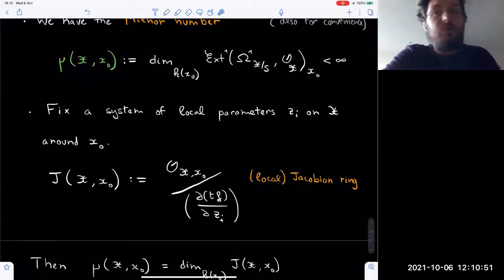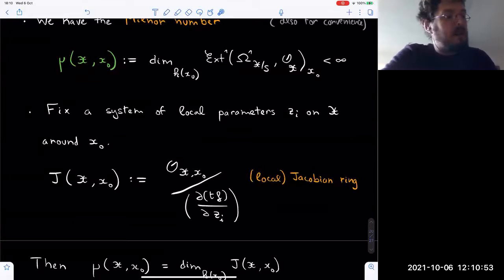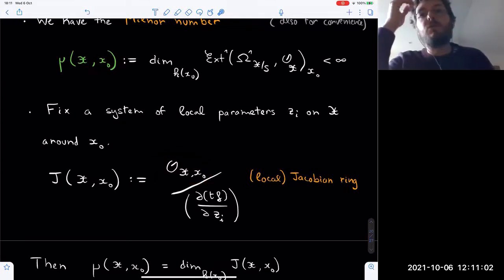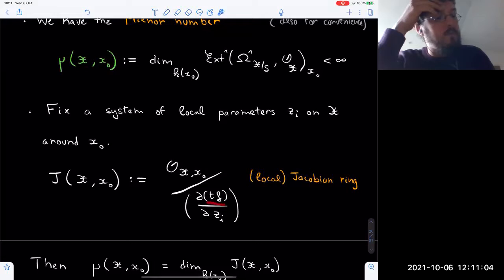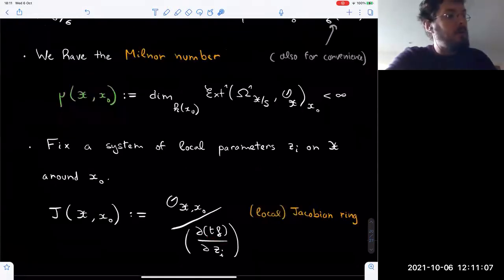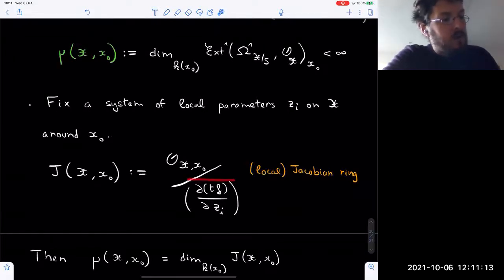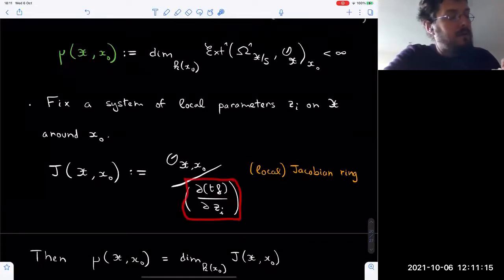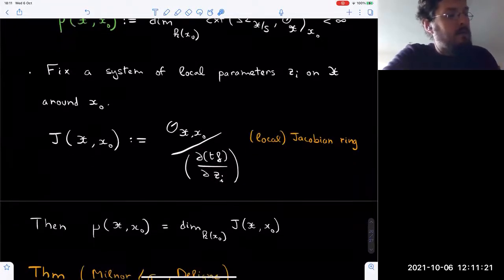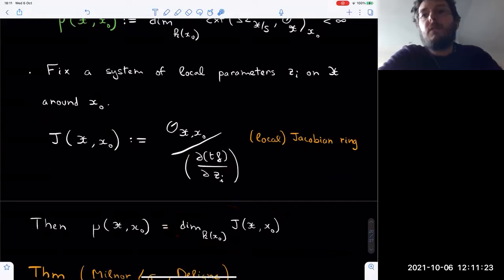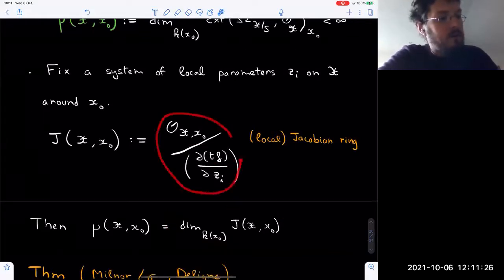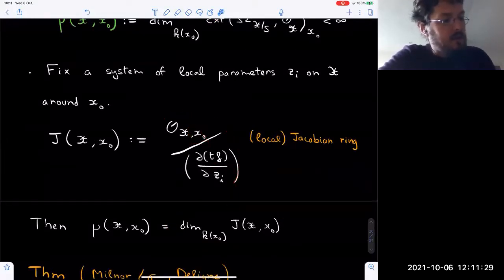Then you can define a Jacobian ring, which is very analogous to the previous one, except that now it's a local Jacobian ring. So you take the local ring of X at the singularity, and you want a function, so you use your uniformizer to turn your morphism there into a function. And then, because you have this system of local parameters, you can make sense of the partial derivatives, and that's your local Jacobian ring. And then this Milnor number is just the dimension of this Jacobian ring over the residue field. So this is naturally an algebra over the residue field.